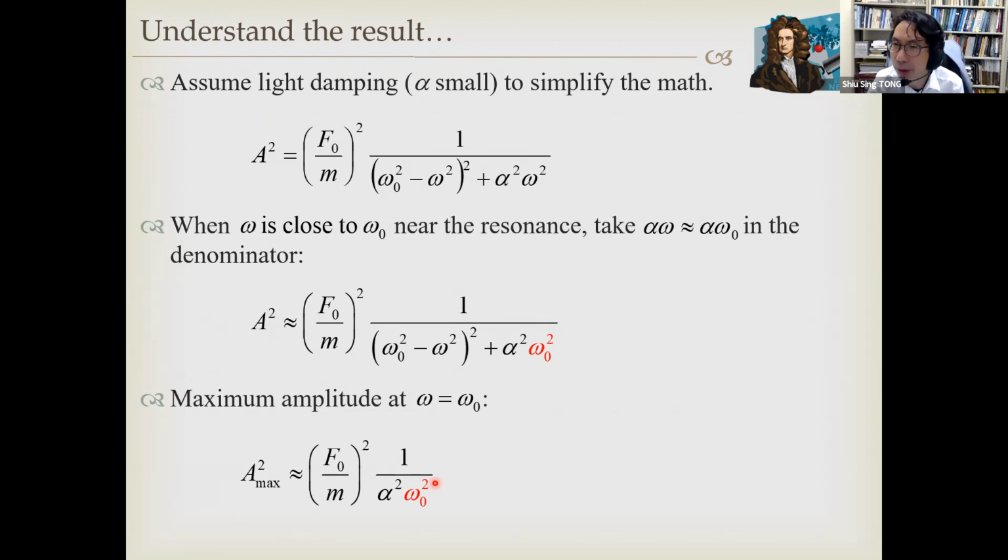Now this is still an approximation. If you look at the original formula, where this is not omega naught but omega, you will find that the minimum value of the denominator is not exactly at omega naught, but slightly different from omega naught. But the difference is not much. That's why we make such an approximation when omega is close to resonance.